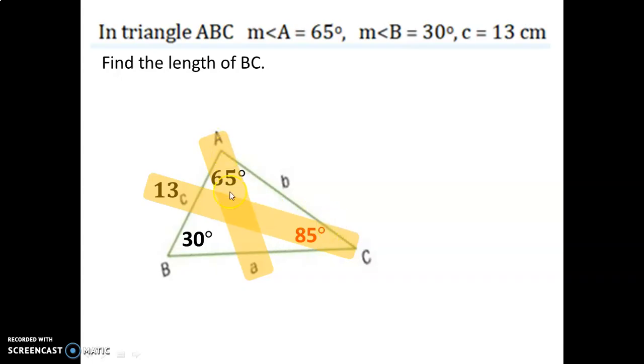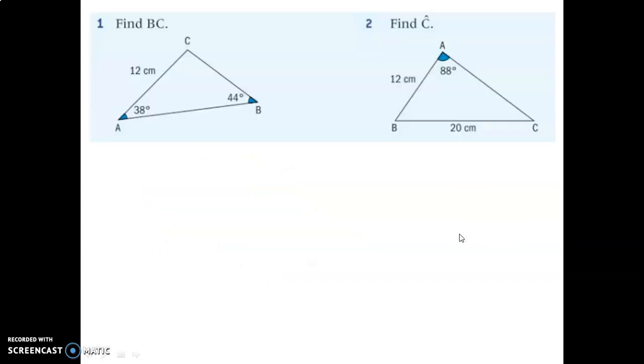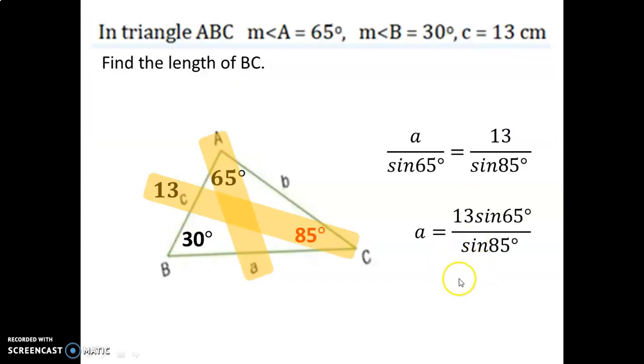So here's the crisscross I made here for the things we know across from each other or the things we're looking for. So writing a sine rule from that, we have a over sine 65 equals 13 over sine 85, right? The side across from its angle. That gives us only one unknown, so therefore we can solve. We have a equals 13 times sine 65 over sine 85. You punch all that into your calculator in one step, and you get an answer for a. I don't think I put the answer there, but we can get to the answer like that.